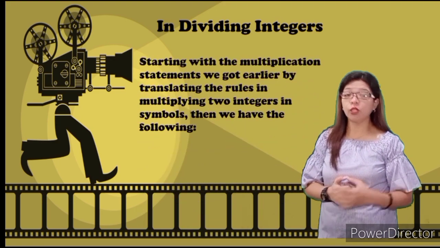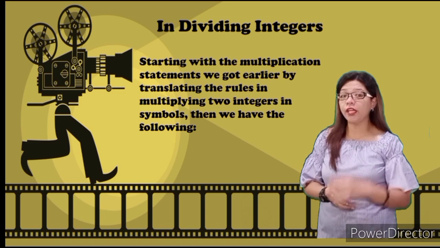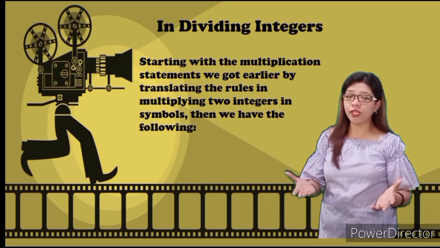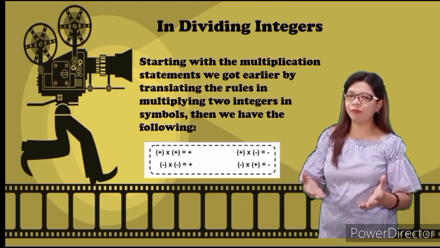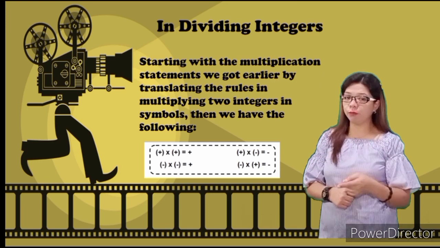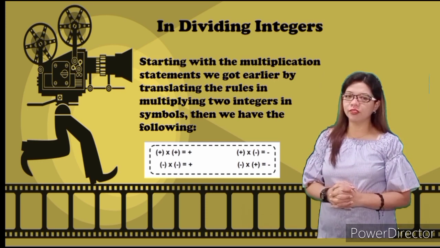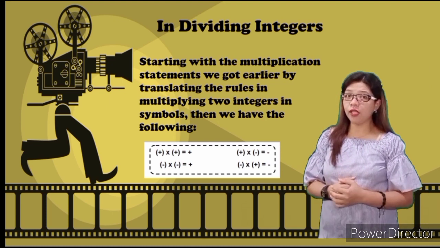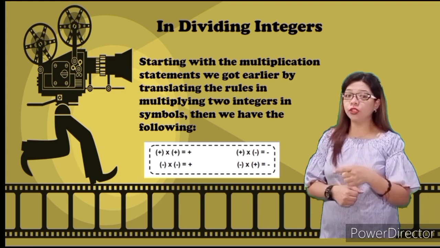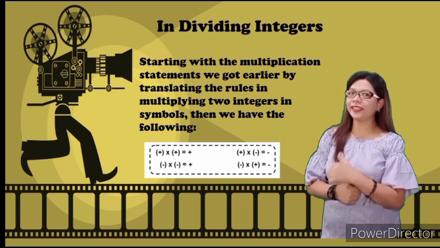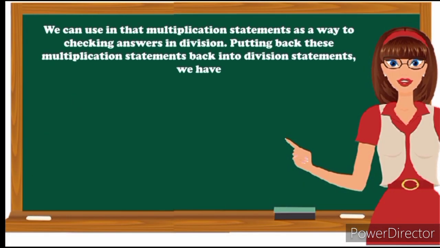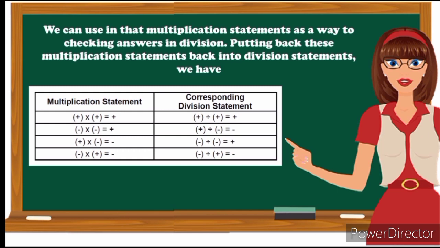Starting with the multiplication statements we got earlier, by translating the rules in multiplying two integers into symbols, we have the following. Positive multiplied by positive, the product is positive. Negative multiplied by negative, the product is positive. Positive multiplied by negative, the product is negative. And negative multiplied by positive, our product is negative. We can use that multiplication statement as a way of checking answers in division. Putting these multiplication statements back into division statements, we have this table of multiplication statements and their corresponding division statements.